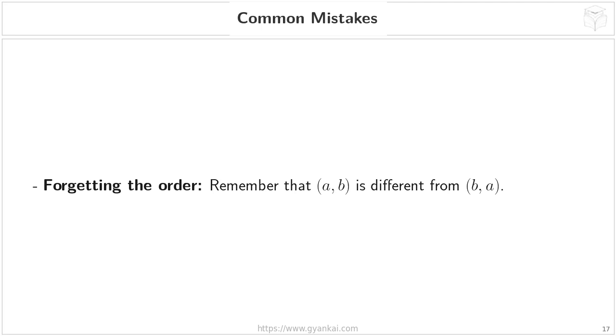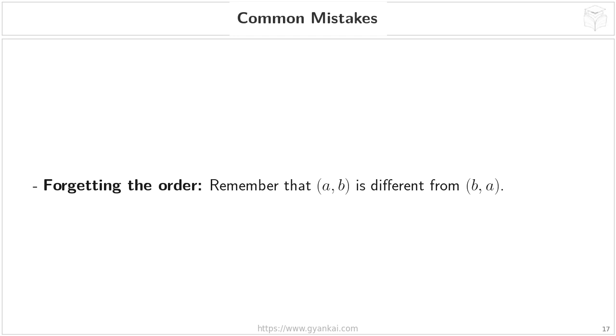Common mistakes. Remember that when we form ordered pairs, the order absolutely matters. So, if we have A and B, the ordered pair (A, B) is completely different from (B, A). They are not the same unless A and B happen to be the same element.